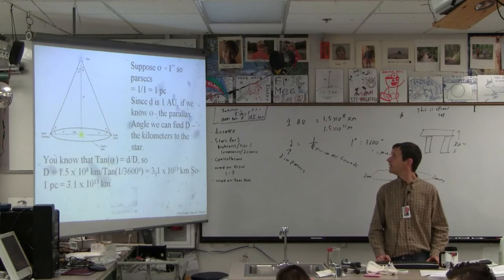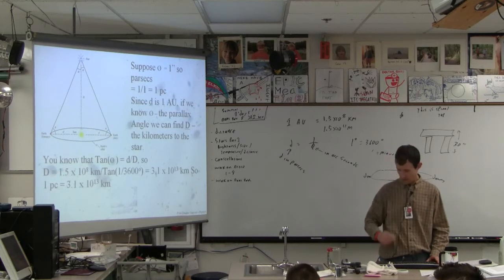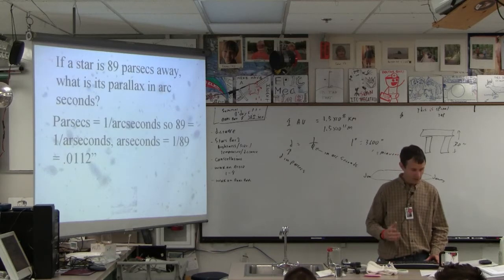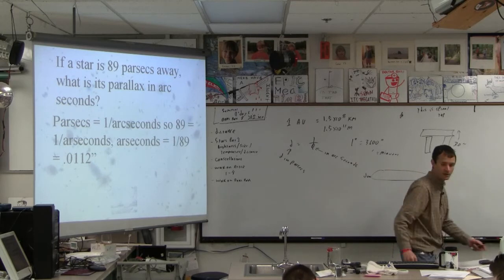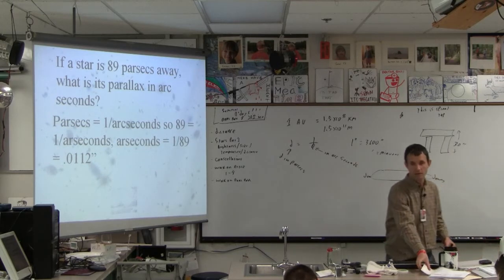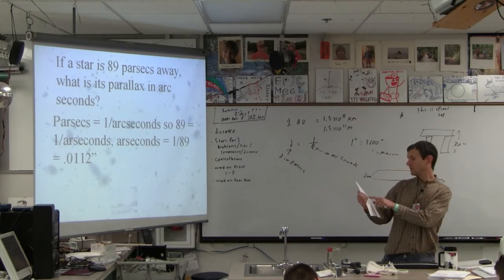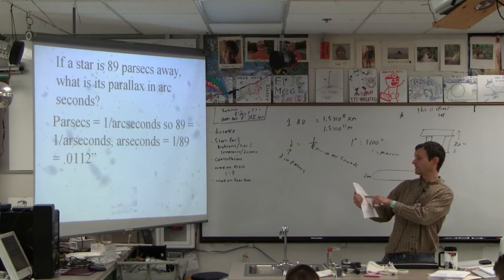All right, so let me just do an example on this sheet. If you look, it gives an example. It says a star has an annual parallax of 0.037. What is its distance in parsecs? How far away is it in kilometers?